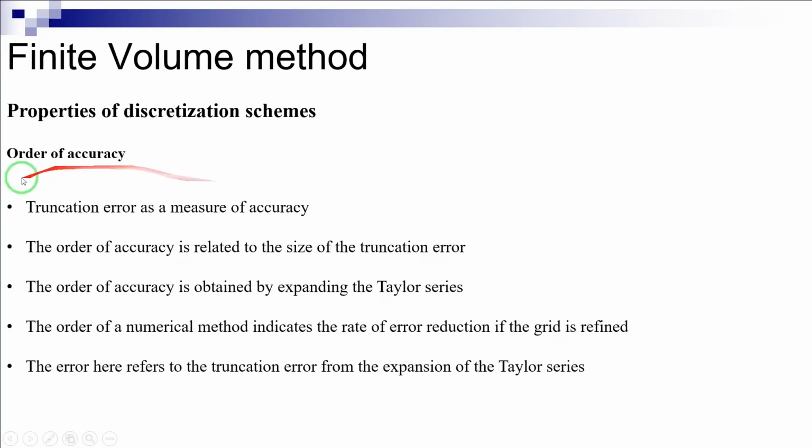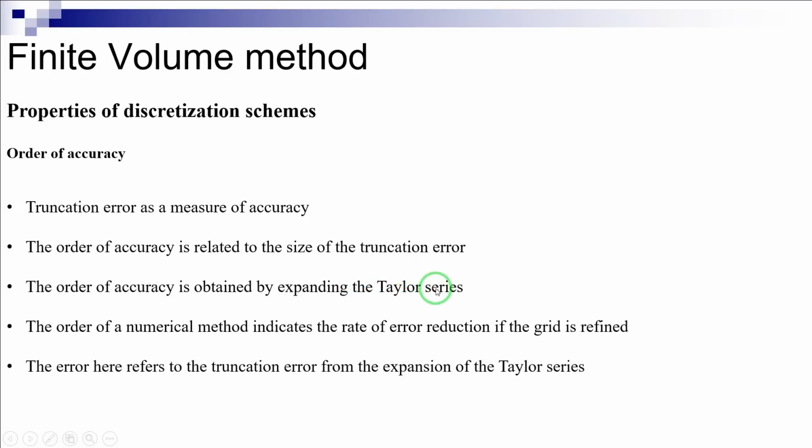Accuracy refers to how close a numerical solution is to the exact solution. However, in most cases, the exact solution for the problem to be solved is unknown. Therefore, a direct comparison to check accuracy is not possible. An alternative is to consider the truncation error as a measure of accuracy. Thus, the order of accuracy is related to the size of the truncation error in the discretized representation of a quantity. The order of accuracy can be obtained by expanding the Taylor series over a grid.